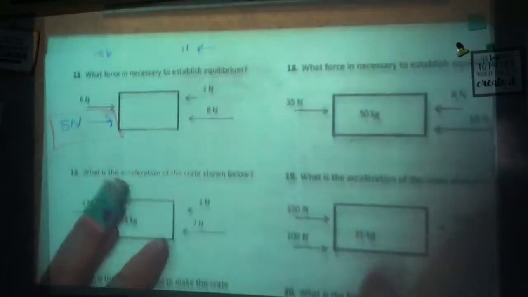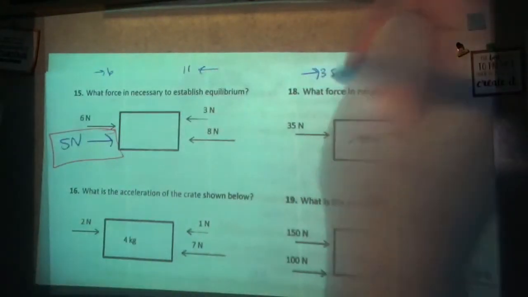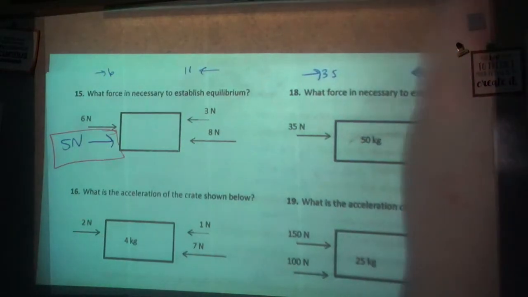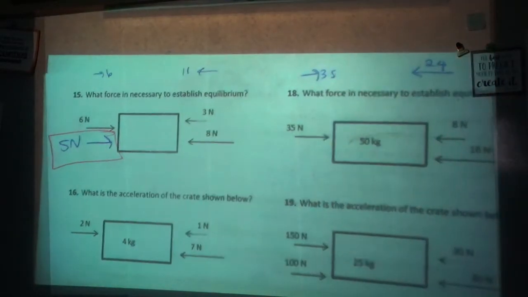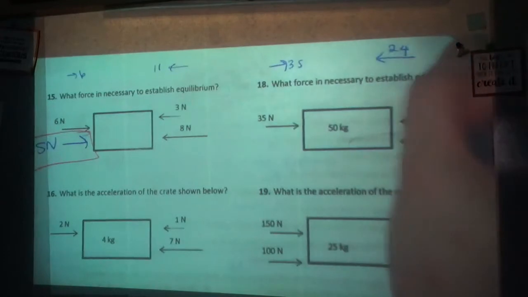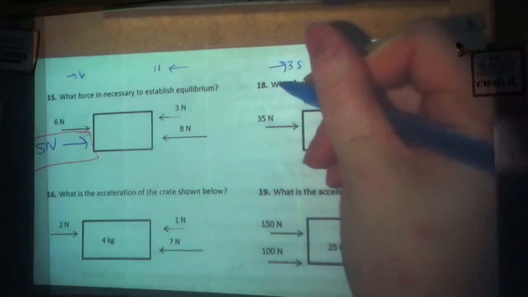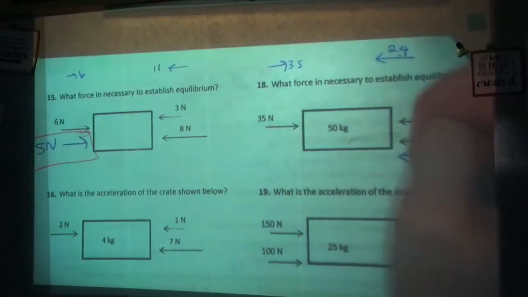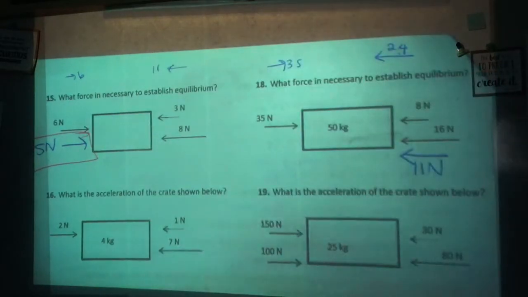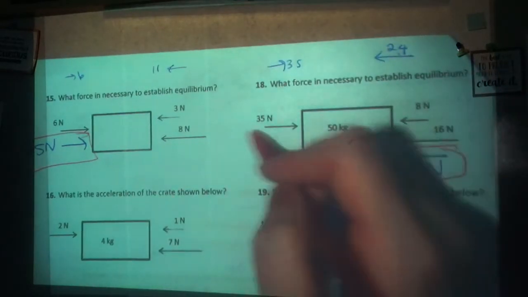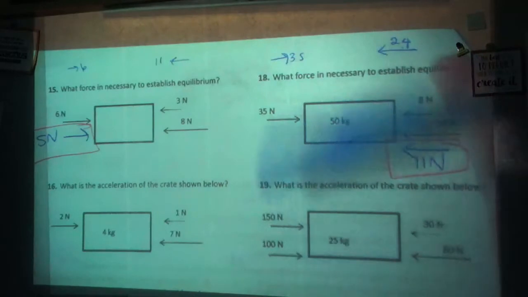For number 18, I already have 35 this way, and I have 8 and 16, which gives me 24 right here. So I need an additional force to the right to make it balanced on this side, and I would need 11 newtons this way because that would give me 35 altogether here, which would balance out with 35 there.